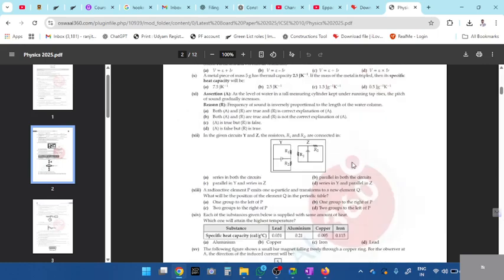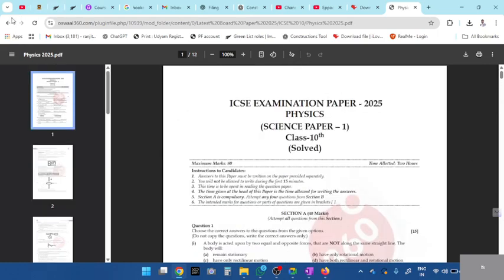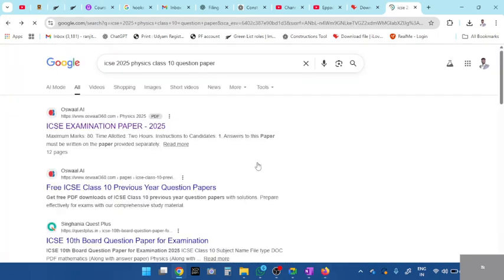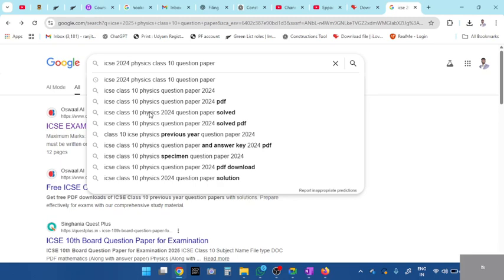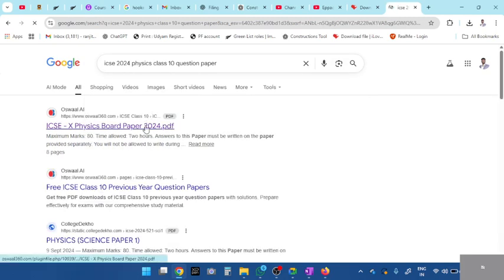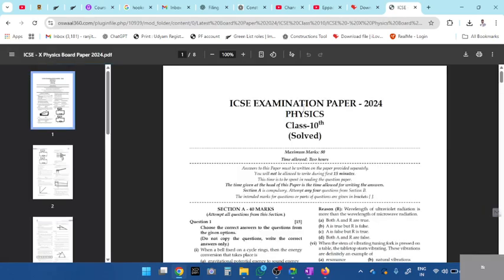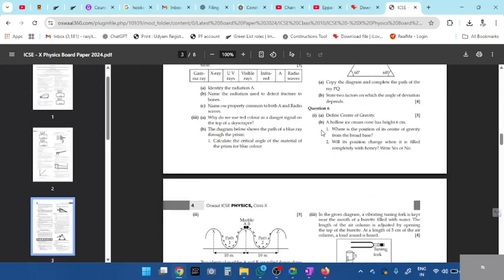Has anyone started solving previous year paper 25, 24? Good. Download from this. Oswald AL something, it's given. 25. Just put 24. You get even 24th paper. And whoever doesn't know to search, don't know to download, if you let me know, I'll download and send you the PDF. If not, you just download. Type this 2024. Look here, you're getting solved paper.